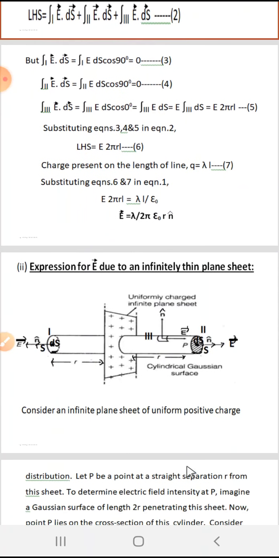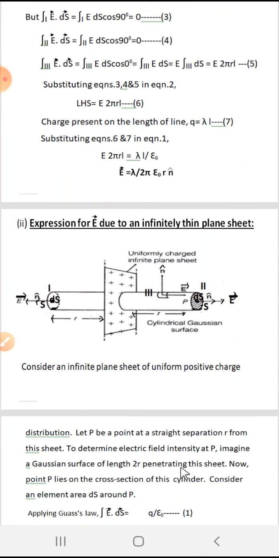Expression for vector E due to an infinitely thin plane sheet. Infinitely thin plane sheet means this is our infinitely thin plane sheet. That means its size is very large, the size of the sheet is very large compared to the thickness of the sheet. I'm taking a part of that infinite sheet. That is why the dotted line here extends up to infinity.